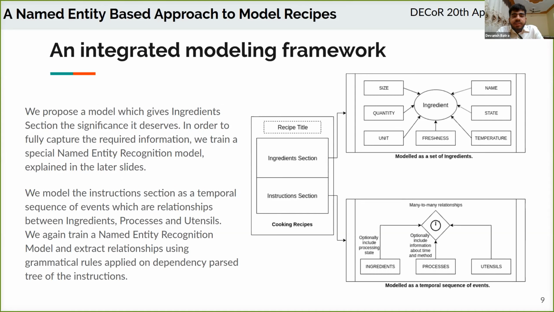In order to fully capture the required information, we train a special named entity recognition model. It has been explained in the later slides. A part of it was also featured in the previous presentation, which relies largely on this model.